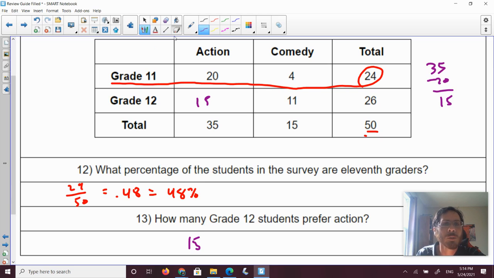So notice the difference between these two questions. One says what percentage is it? The other question says how many. How many is a number in the table, and a percentage is going to be out of the whole. So we want to pay close attention to the type of question that's being asked. Percentage, how many?